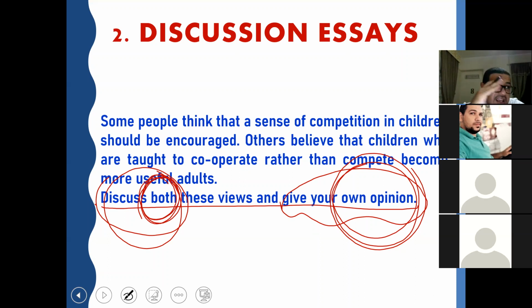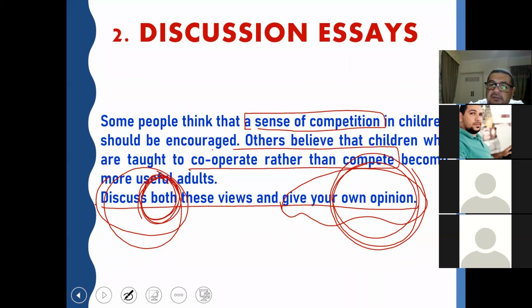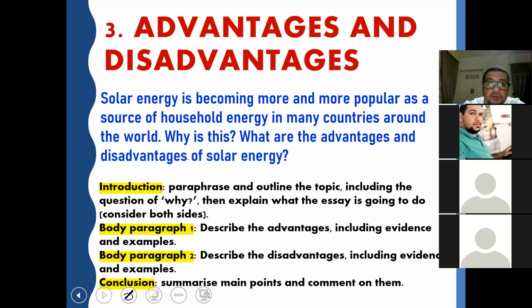Always imagine there is A and B, X and Y, side A, side B. Two different points of view. What are the two different points of view here? Some people think a sense of competition in children should be encouraged. Others believe that children who are taught to cooperate rather than compete become more useful adults. This is A and this is B. These are two different points of view. Discuss both and give your own opinion.